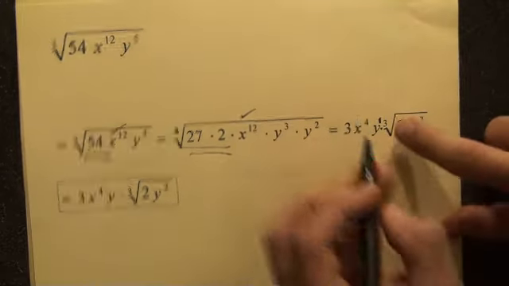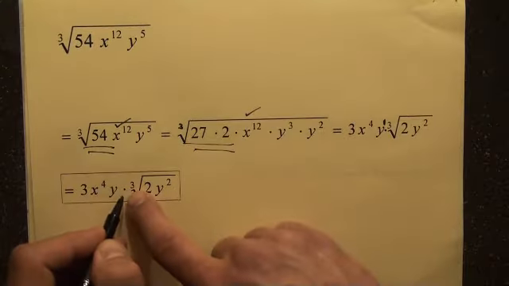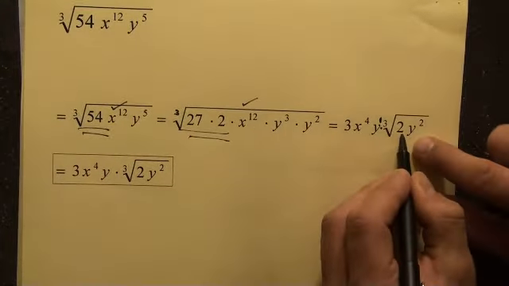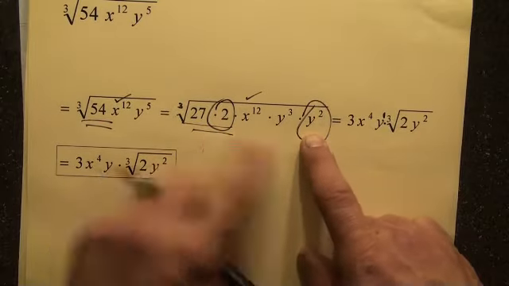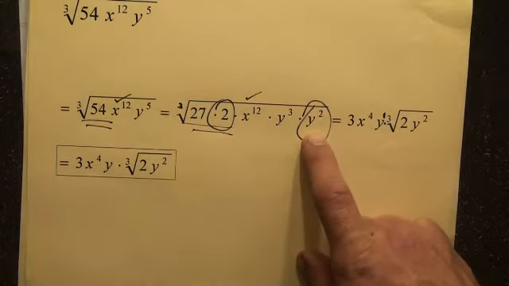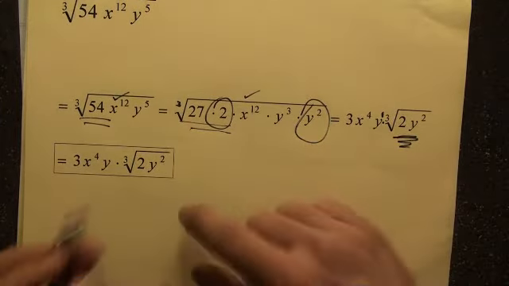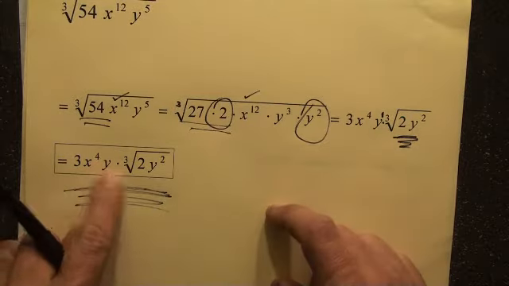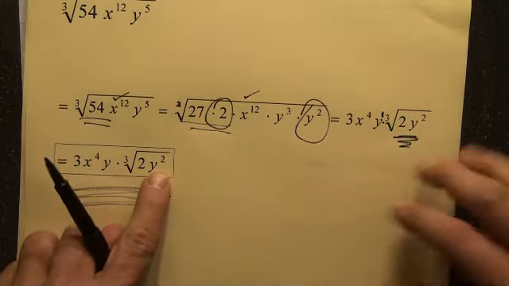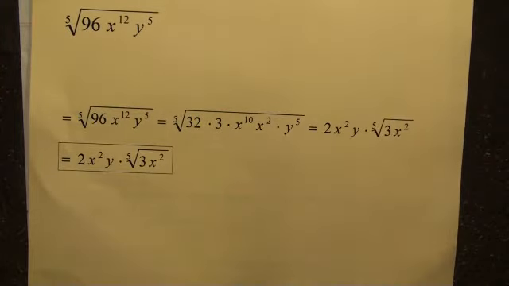Okay, this 3 here belongs to this cube root. Okay, and I made it a little more obvious in the answer here. Now, why is this inside here? Because guess what? Those were the two parts of the problem that were not taken the cube root of, so we left those in here as 2y squared. Okay, so bam, there's your final answer. 3x to the 4th y times the cube root of 2y squared. Next one, and the last one of this video.